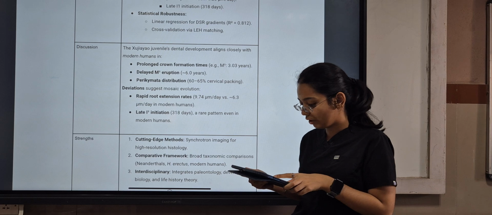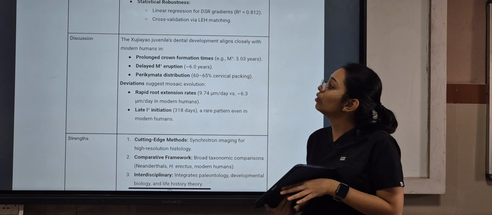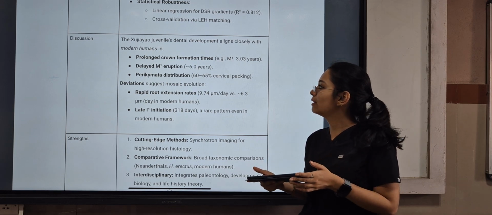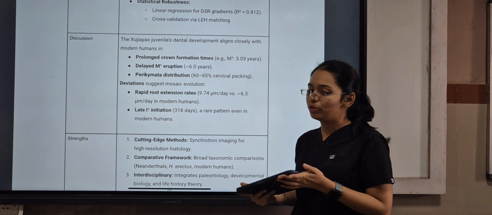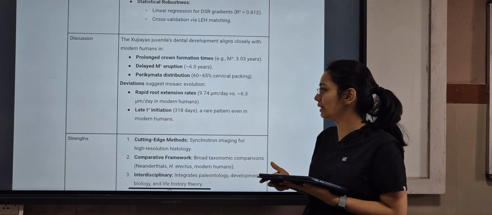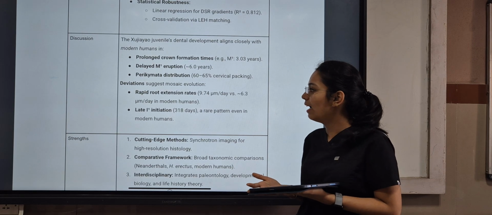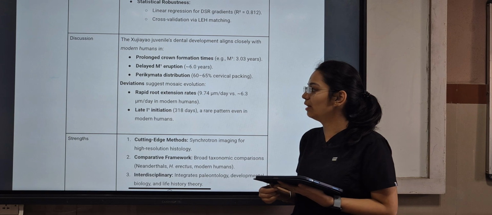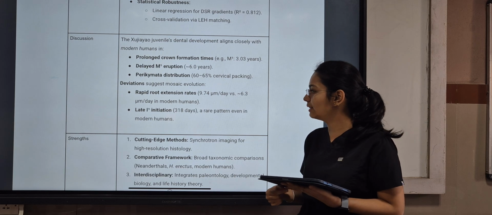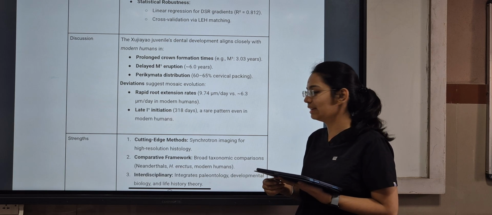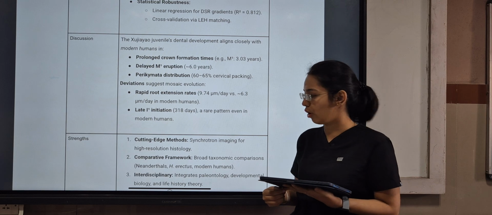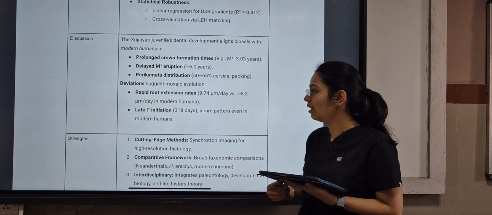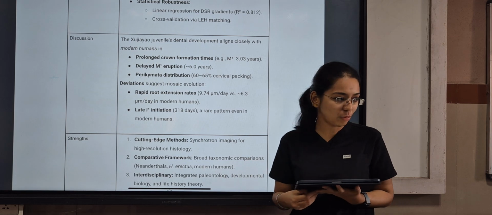Moving on to the discussion, the Giglio dental development aligns closely with modern humans in prolonged crown formation times, delayed molar eruption, which is around 6 years, and perikymata distribution, which is 60 to 65% in the cervical half. And deviations from these results suggest mosaic evolution, that is rapid root extension rates, 9.74 micrometers per day, compared to approximately 6.3 micrometers per day in modern humans. And late L1 incisor initiation, that is 318 days, a rare pattern even in modern humans.